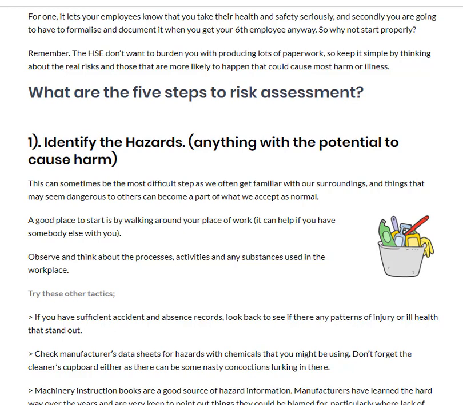Observe and think about the processes, activities and substances used in the workplace, and try these other tactics. If you have sufficient accidents and absence records, look back to see if there are any patterns of injury or ill health that stand out. Check manufacturers' data sheets for hazards with chemicals they might be using. And don't forget the cleaners cupboard either, as there can be some nasty concoctions lurking in there as well.